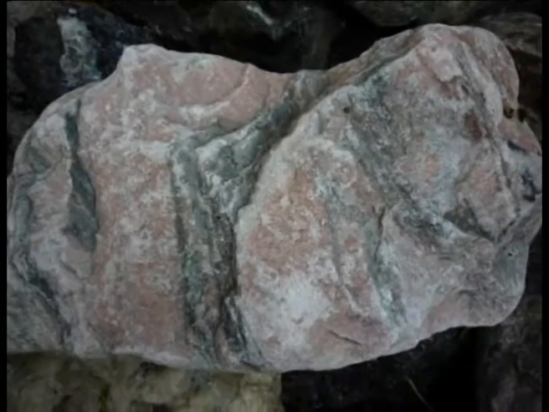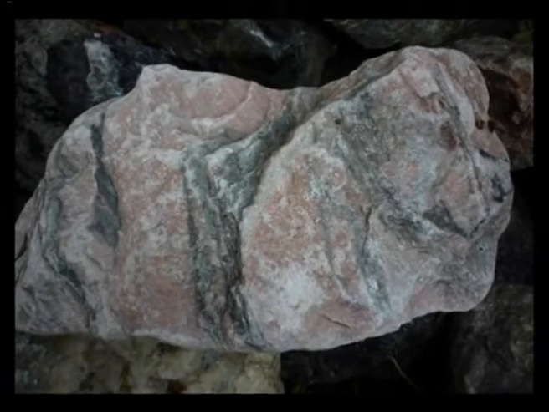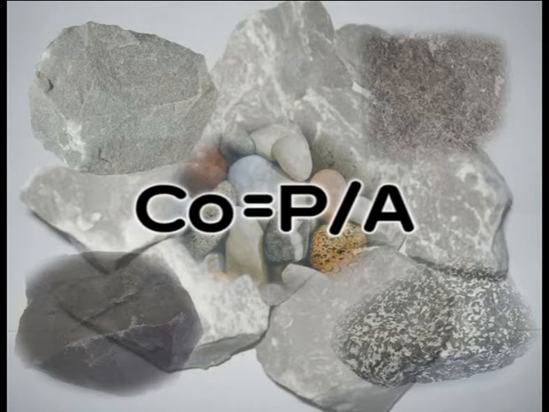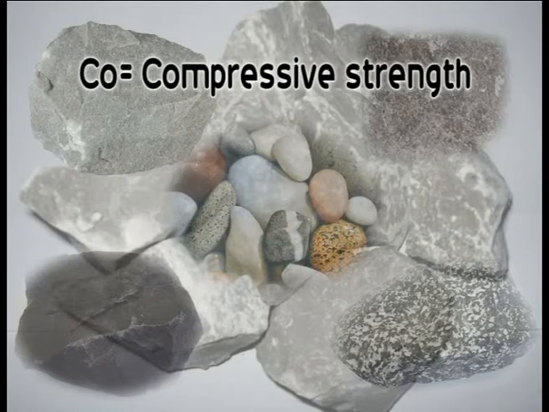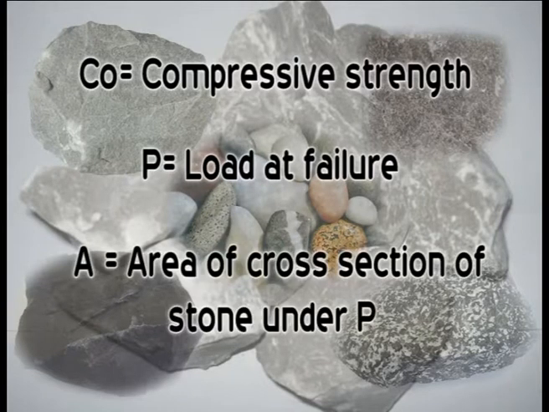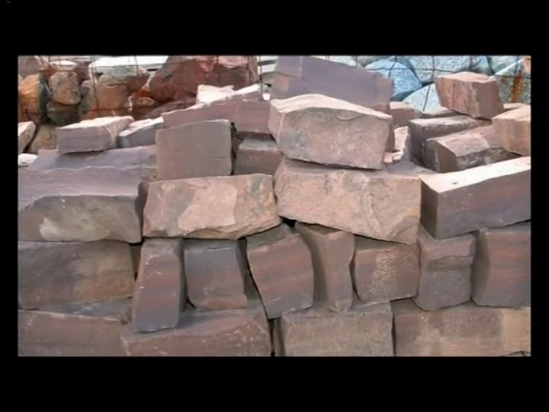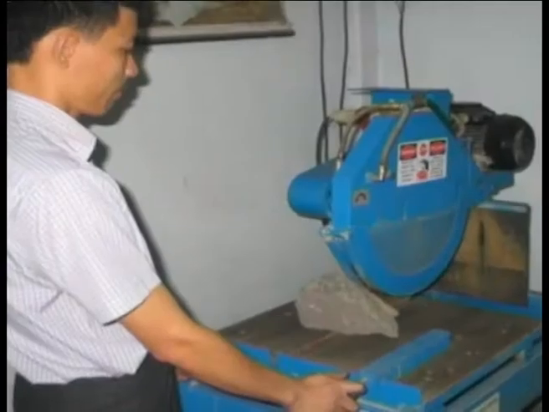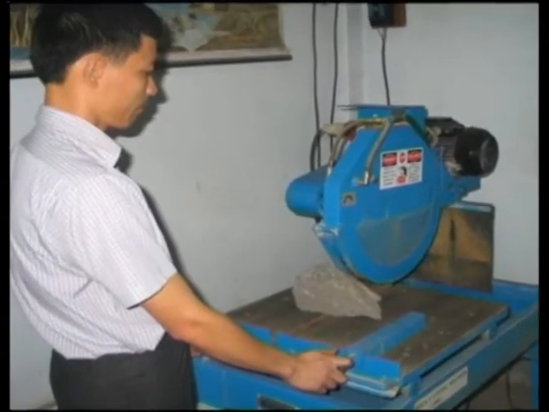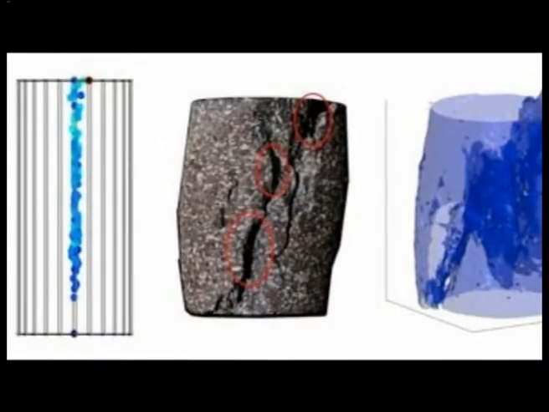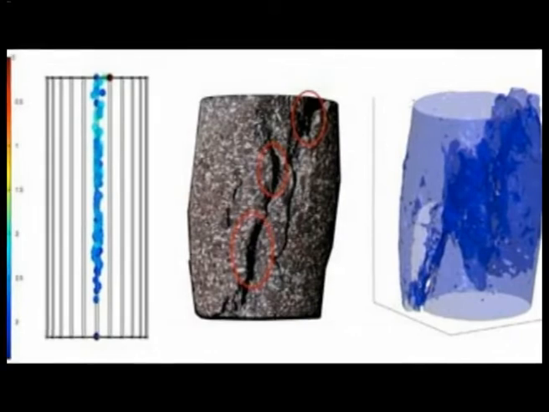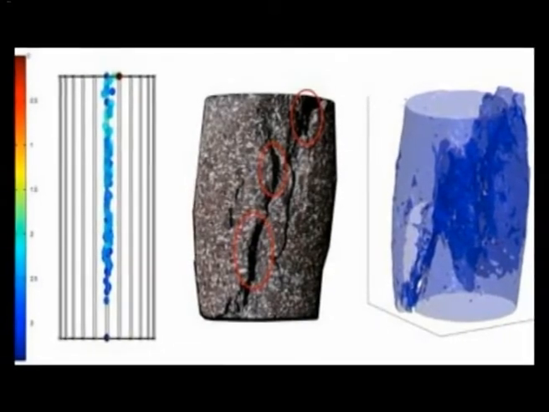Mathematically, compressive strength is expressed by a simple method as follows: Co is equal to P divided by A, where Co is the compressive strength, P is the load at failure, A is the area of cross section of stone under P. The determination of compressive strength of a building stone involves making standard test specimens, which are either cubes of 5 cm side or cylinders of length to diameter ratio of 2 or 2.5.